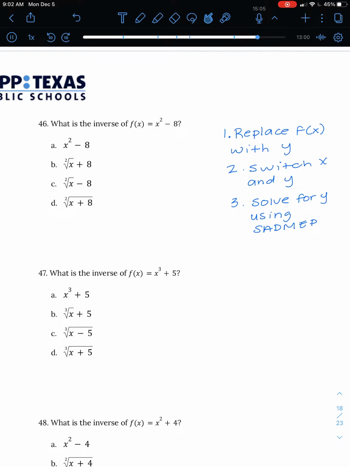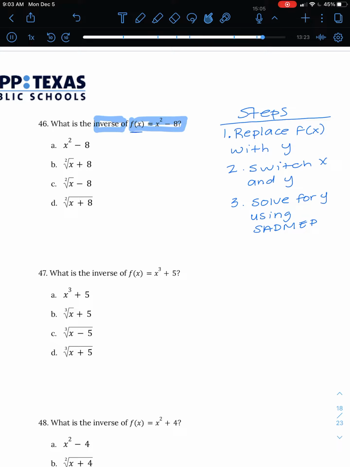Look at number 46. Keyword here is they want us to find the inverse of this given equation. So I went ahead and I pre-wrote the steps for you. These are the steps that you guys need to follow to be able to solve for the inverse. So I'm going to go ahead and do step number 1 to replace f of x with a y.